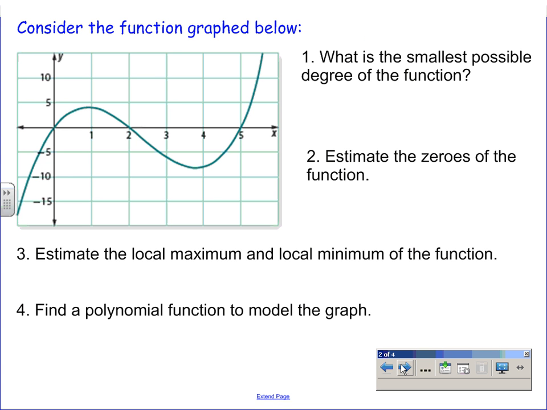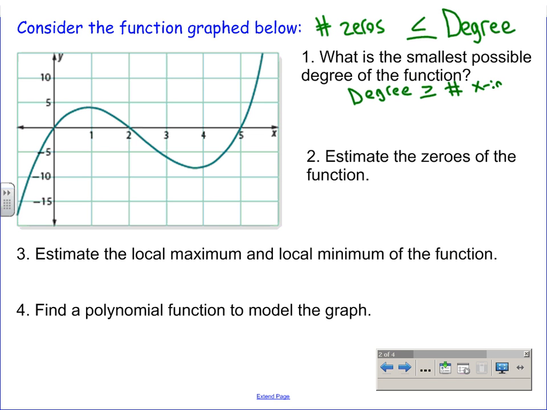If I have a graph such as this, and I'm asked what is the smallest possible degree of the function, I need to think about a property that we discovered in class with our first investigation. We discovered that the number of zeros, or x-intercepts, has to be less than or equal to the degree. In other words, the degree has to be greater than or equal to the number of x-intercepts.